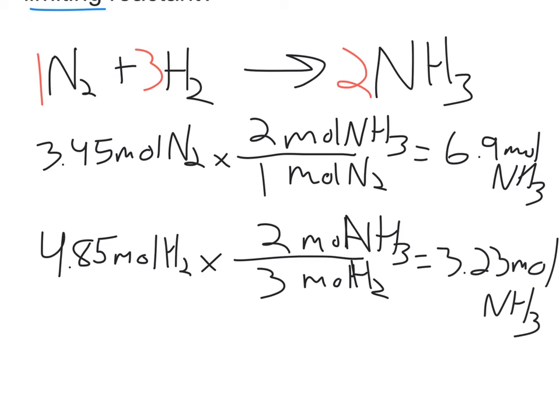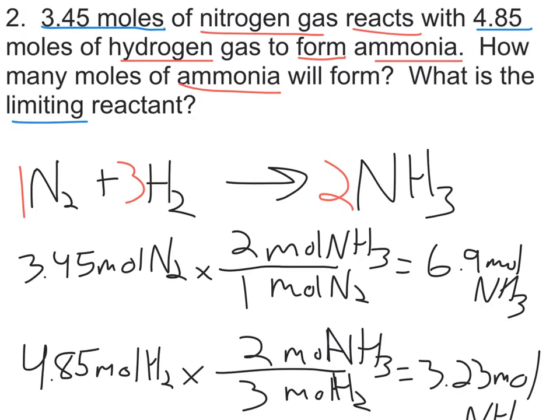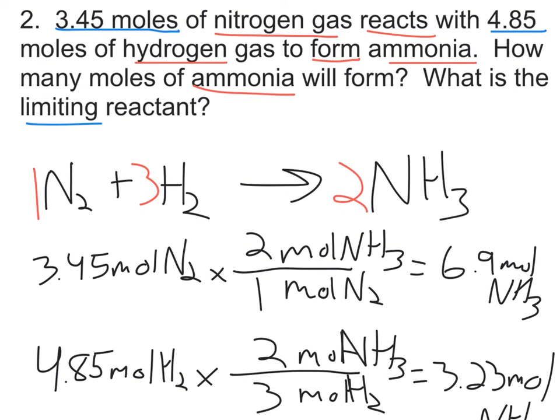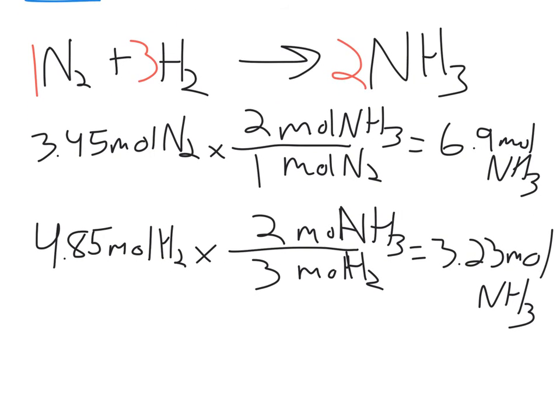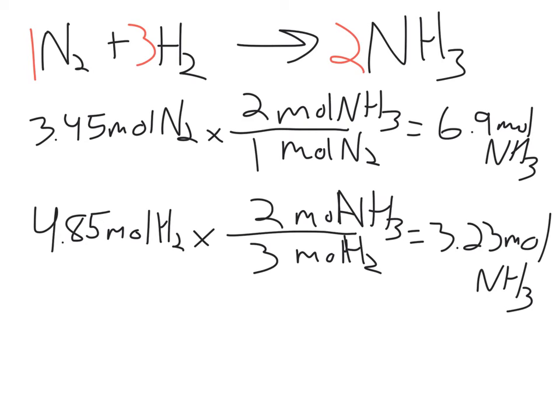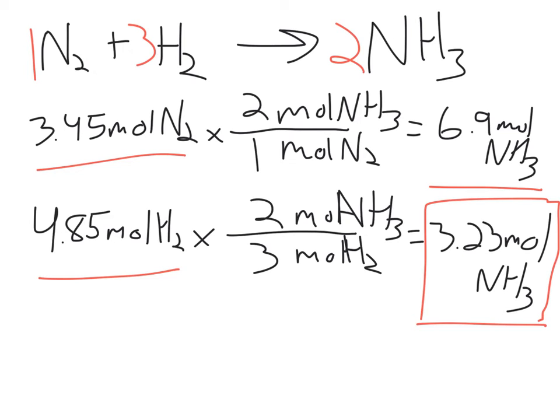Two perfectly good conversions, but we haven't answered our question yet, so let's go back up and remind ourselves: how many moles of ammonia will form and what is the limiting reactant. Okay, in both cases, it's the lower of the 2 numbers. So if I have this much nitrogen, I should be able to make 6.9 moles of ammonia. If I have this much hydrogen, I should be able to make 3.23 moles of ammonia. Well, if I can only make this much ammonia, I can't make 6.9. So 3.23 is how much I make, and the limiting reactant is the one that I made it from, so the hydrogen. I ran out of hydrogen before I ran out of nitrogen.